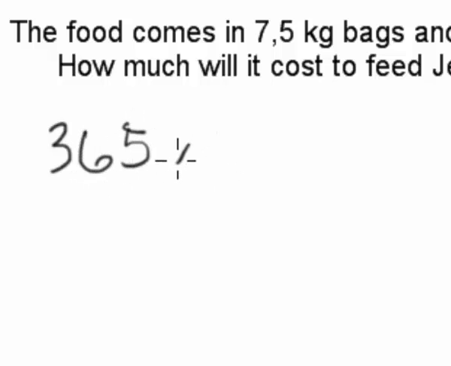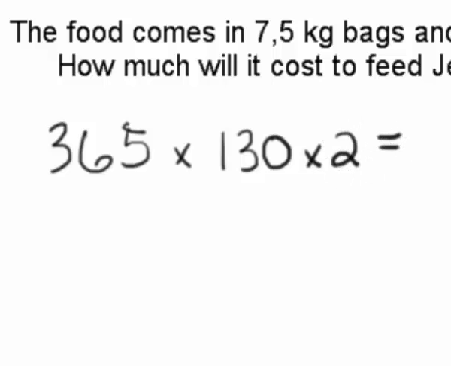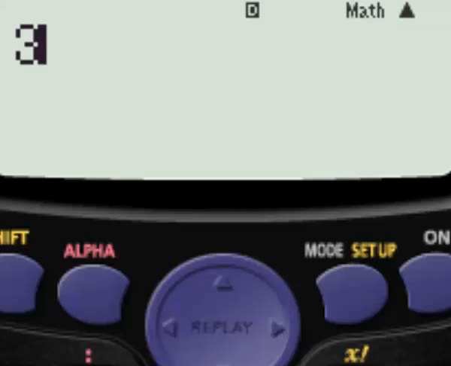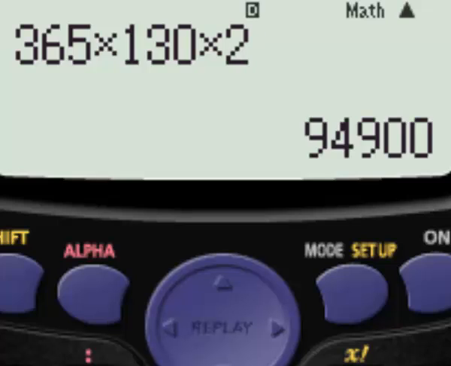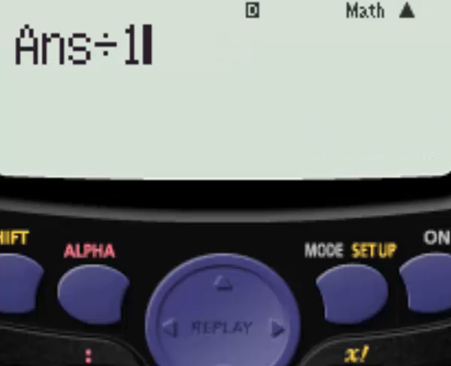Okay, how much does she eat per day? Well, it's 130 per meal, and that's going to be twice a day. So what is that going to give us? 365, we've got to multiply that by 130 and multiply that by 2. Now, that of course gives us the number of grams. So let's immediately go and change that into kilograms and divide that by 1,000.